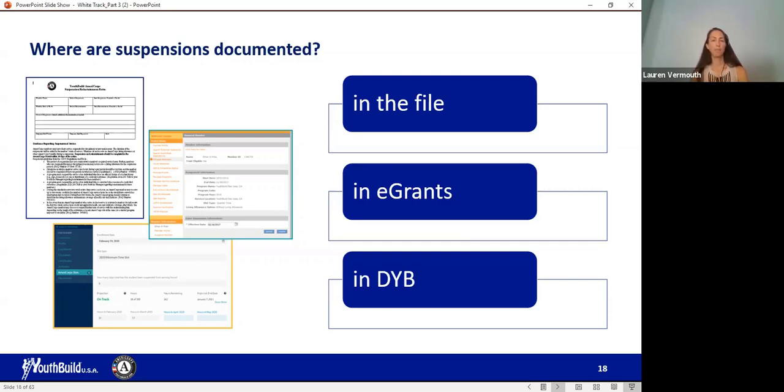And the same reason that we need to report it in DYB and e-grants, that I forgot to mention just a second ago, is those systems are set up to let a member serve only 12 months. So we have to tell them that it changed so that we can add on that extra time.